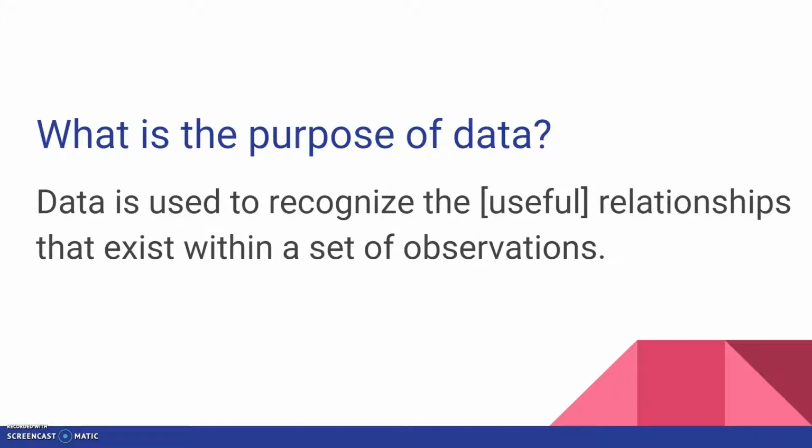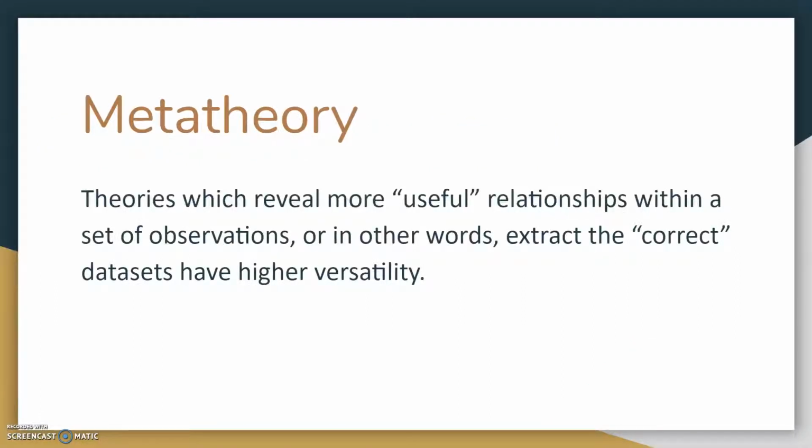Let us then modify the purpose of data slightly. The purpose of data then reads to recognize useful relationships that exist within a set of observations. This allows us to bypass the problems mentioned earlier, as we do not care about the true relationships, but instead the most useful ones. So we can rephrase the meta-theory, which now states that theories which reveal more useful relationships within a set of observations, or in other words, extract the correct data sets, have higher versatility.